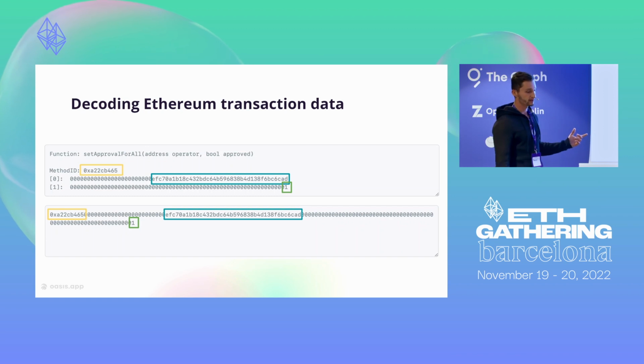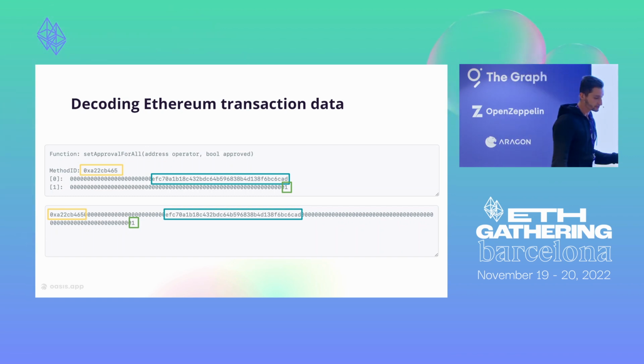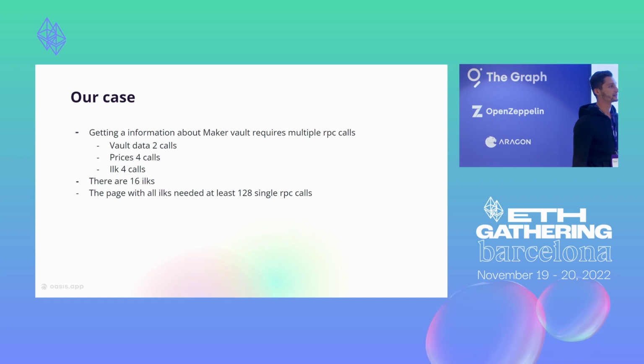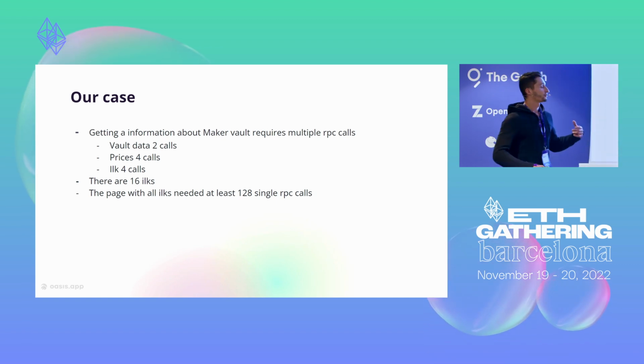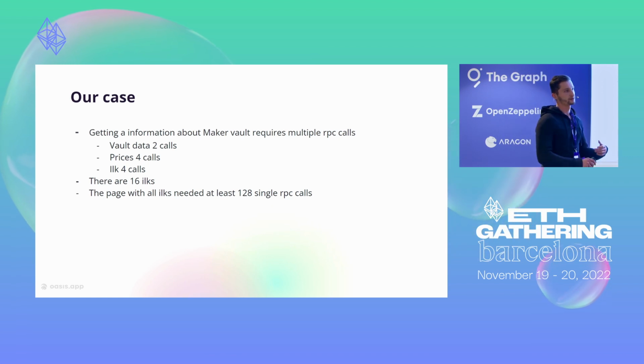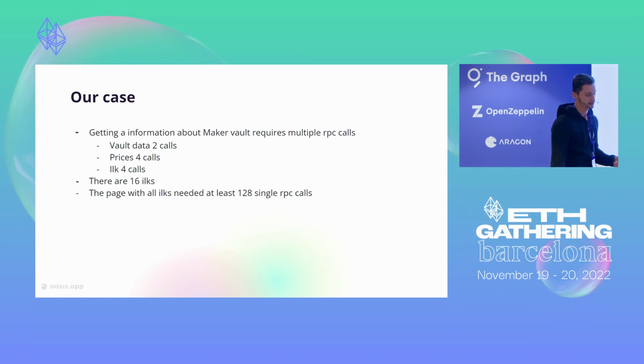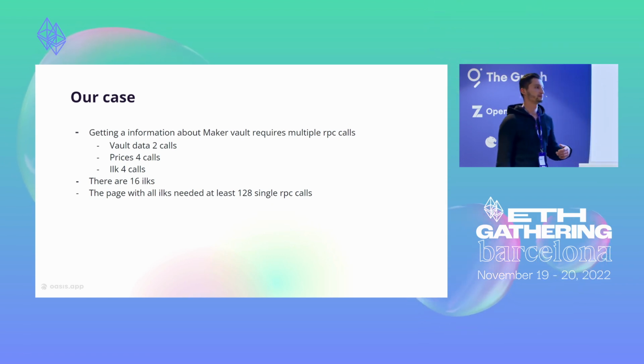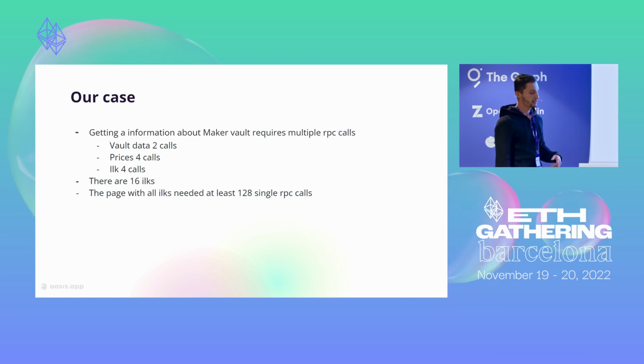So I think we've got the basics covered, and let's go back to our case. In Oasis, we provide users with a lot of data fetched from different smart contracts. In order to get information about your position in Maker, we have to call multiple Maker contracts, and it takes a lot of calls.